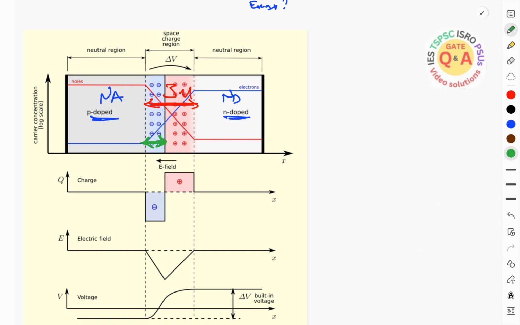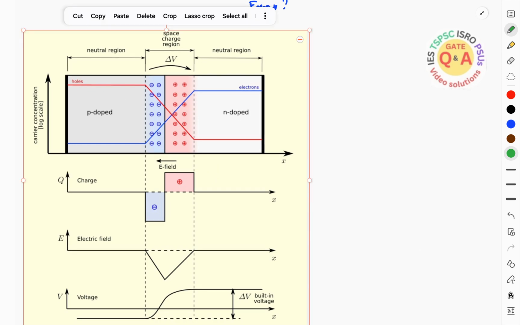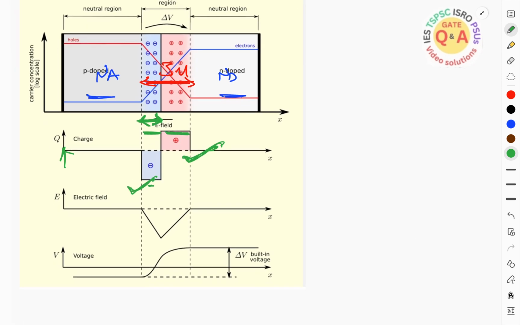By observing this, negative ions are formed on the P side, and positive ions are formed on the N side. So in the total charge graph, we observe negative charge on the P side and positive charge on the N side. From this, the electric field is observed in the negative direction, decreasing, but the maximum is present in the depletion region only.